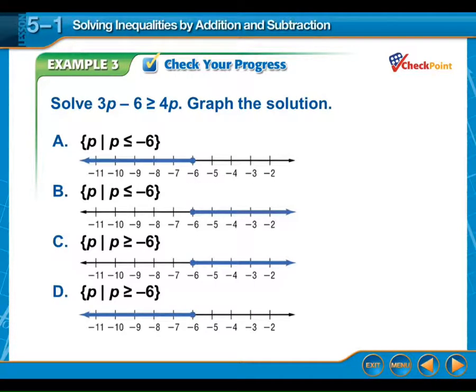All right, let's have you graph this one. You have 3p minus 6 is greater than or equal to 4p. You might want to pause it, work your problem, and then I'll work it as well.